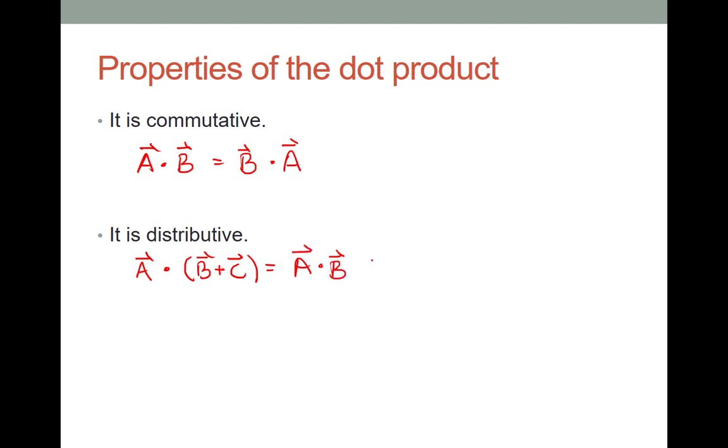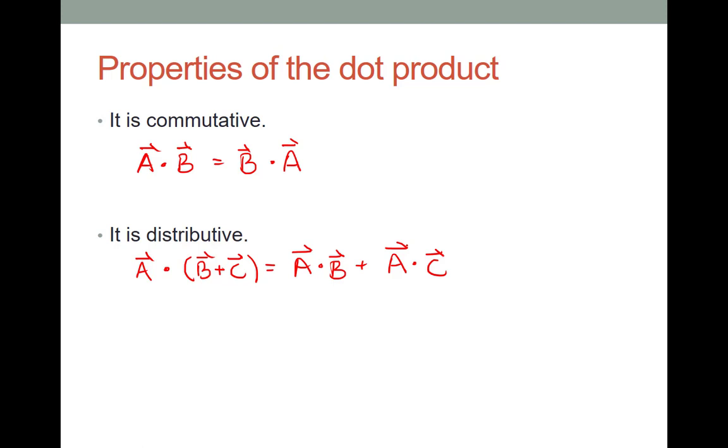Couple of properties of dot products. It is commutative. If I take A dot B, that is the same as taking B dot A. It is also distributive. So A dot (B plus C) equals A dot B plus A dot C. And that is the basics of the dot product.